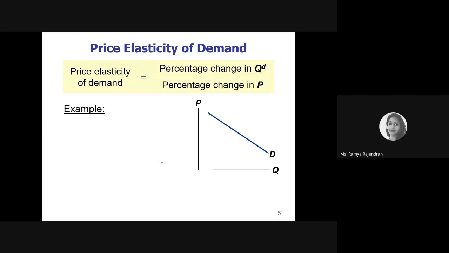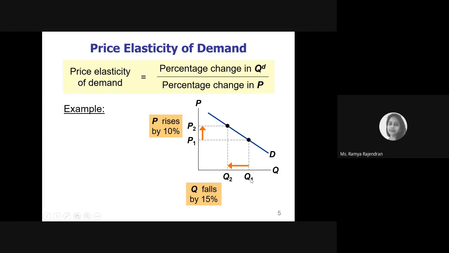So this is how the example looks. Imagine we have quantity demanded on our x-axis and price on the y-axis as always. If the Q1 point is here and Q2 is here, the quantity is falling by 15% and the price is increasing by 10%. To calculate the price elasticity of demand, we have 15% divided by 10%, which is 1.5.